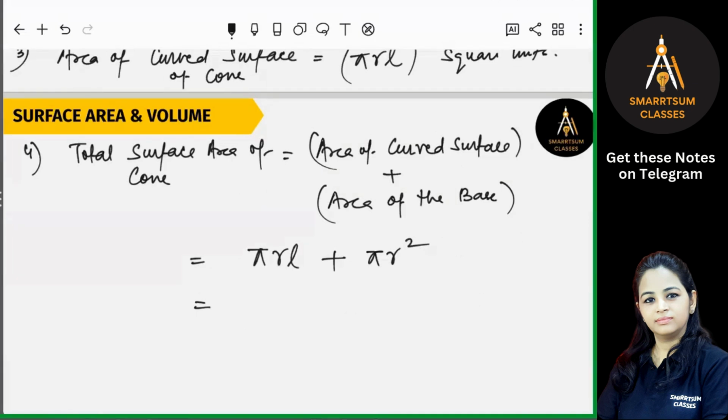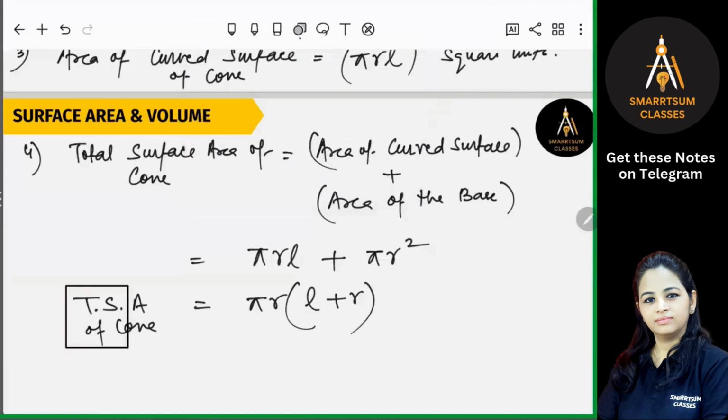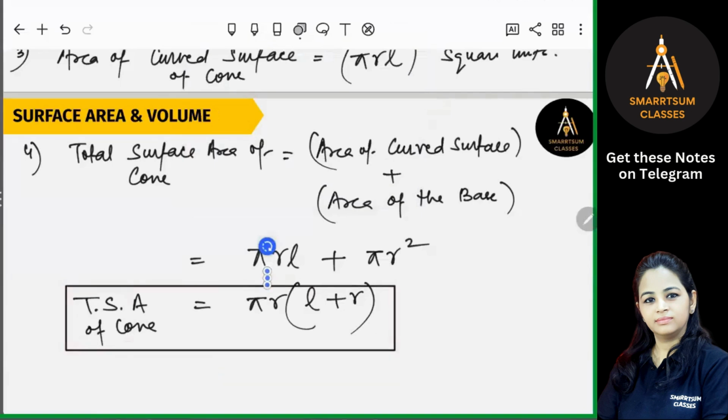The total surface area of the cone will become the area of the curved surface, that is pi r L, plus the area of the base, which is pi r square. That is the area of a circle, because its base is a circle. Is that clear? Now you can take some common things outside. Pi and r are common, and that's how you will get L plus r within the bracket. So the total surface area, TSA, of the cone is pi r into L plus r.